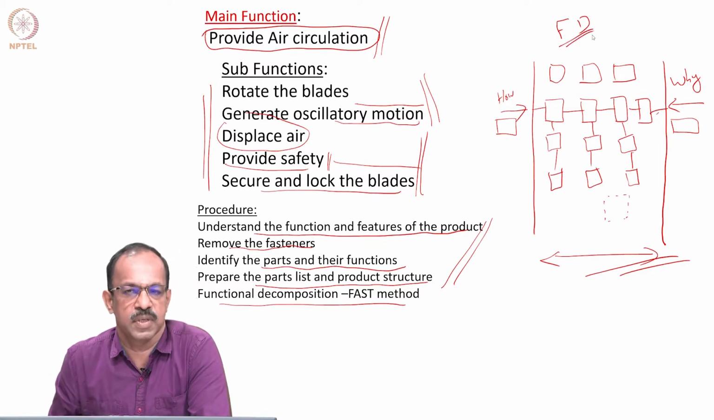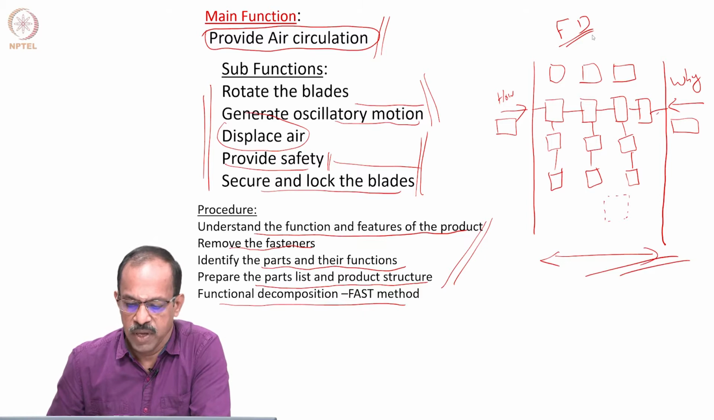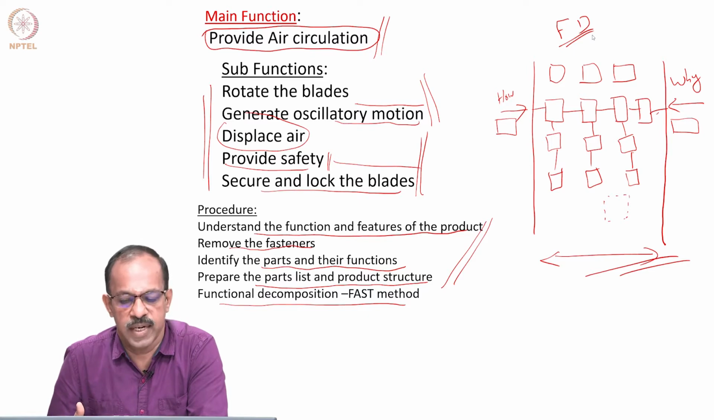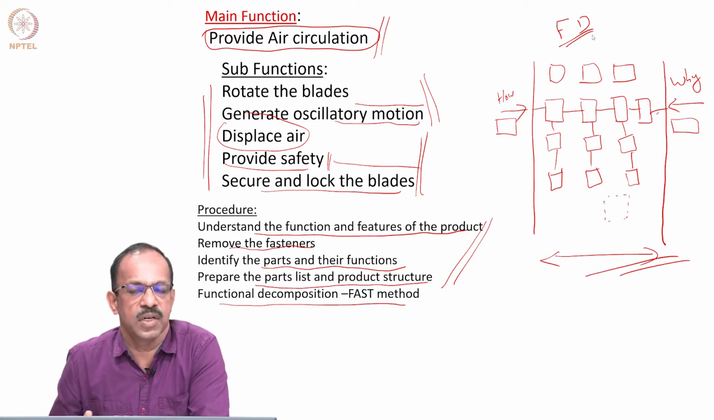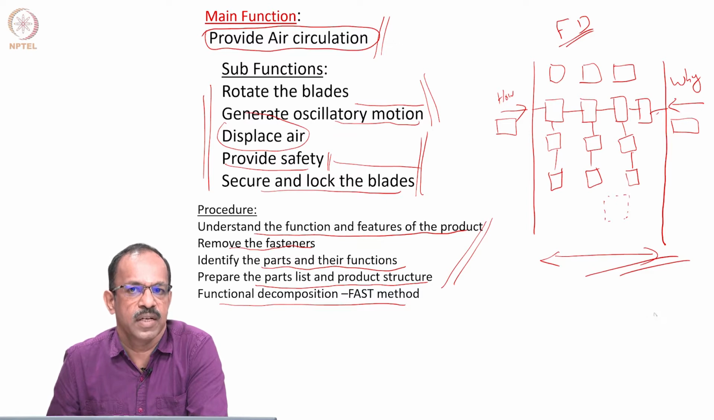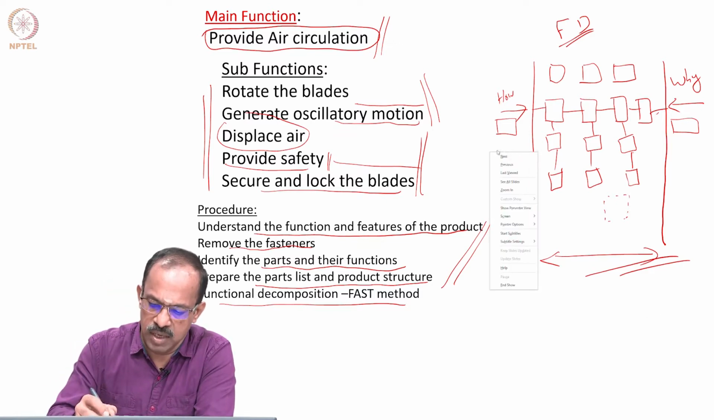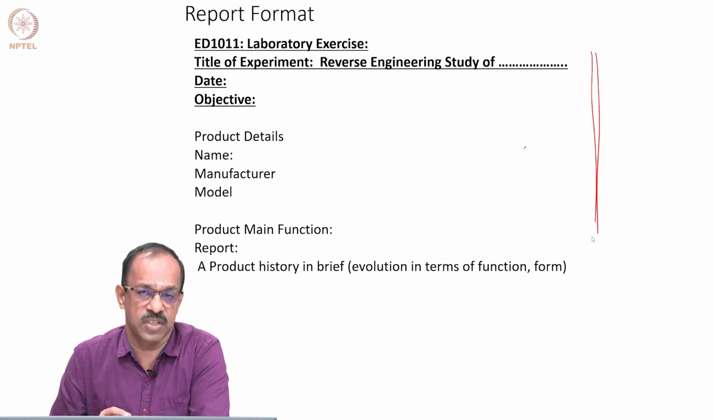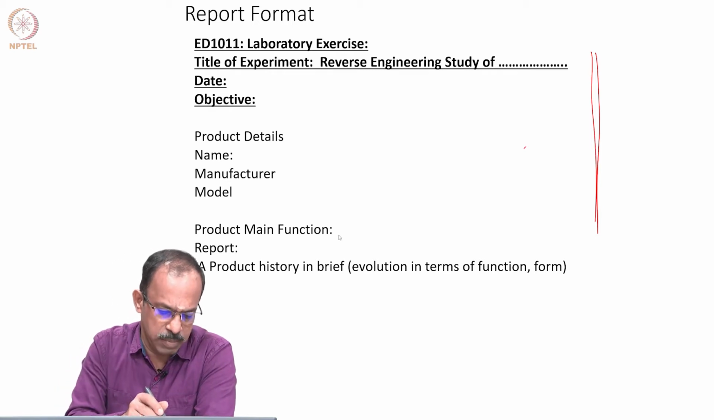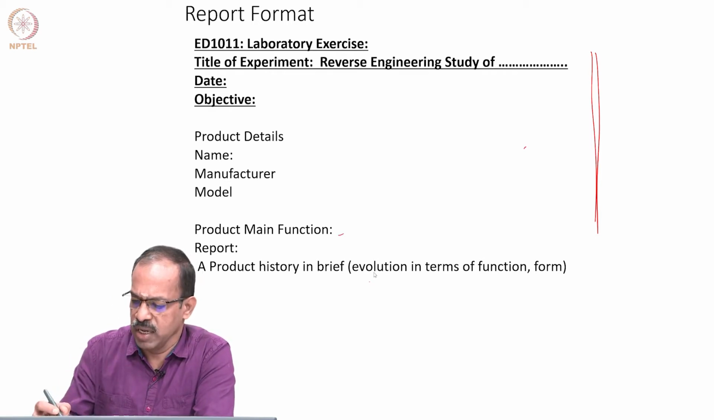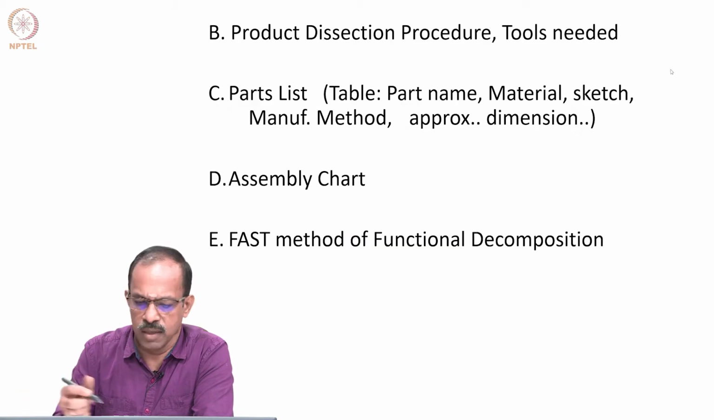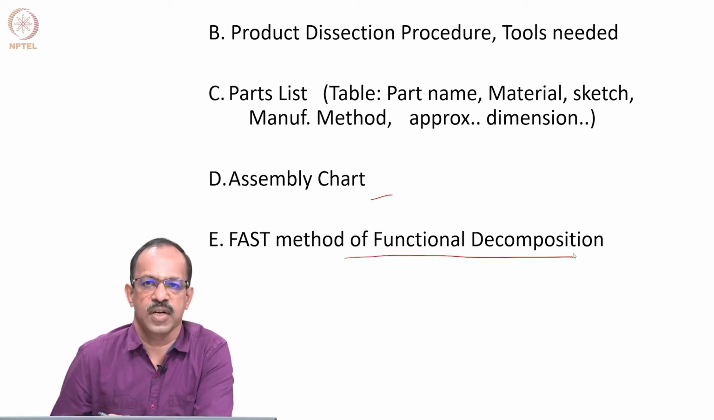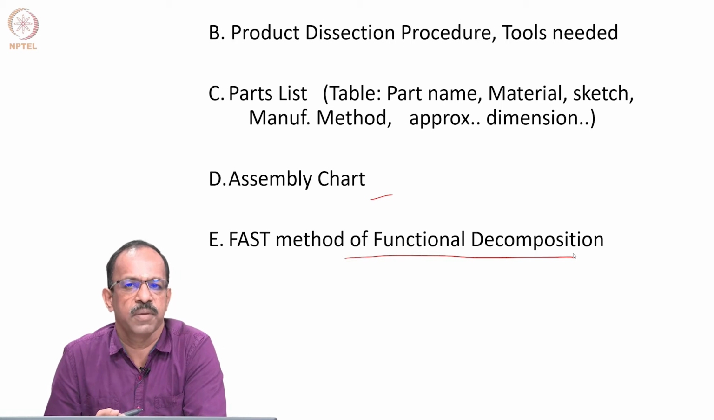And this is the FAST method, function analysis system technique. So I want you to go through this product and the decision procedure that will be explained, and based on that, prepare this FAST diagram and submit it as a report. The report format is almost the same as in the previous case, which is already given to you. You will write about the main function and a little on the history of the product, and then go on to the parts list, assembly chart, and finally the FAST method of functional decomposition. This is what is expected in the report.